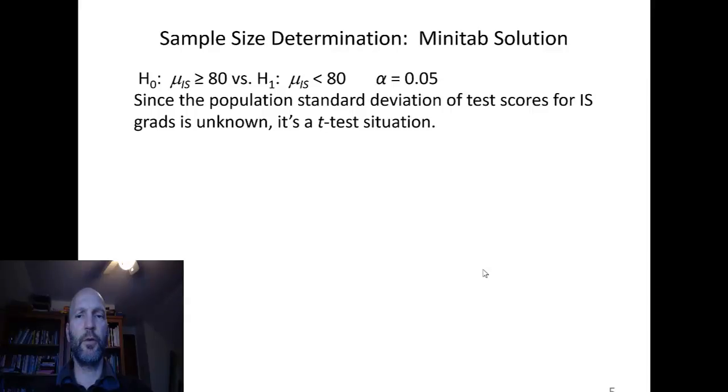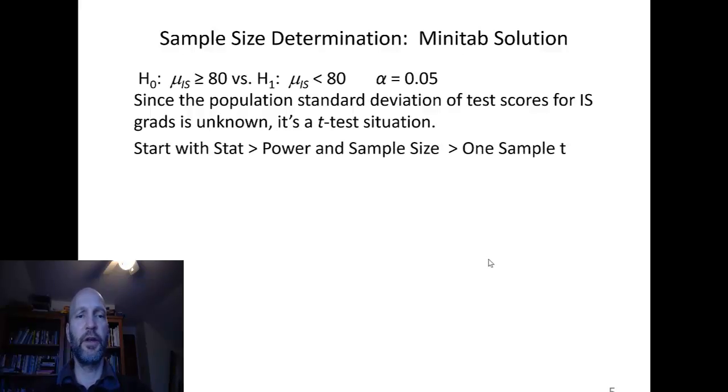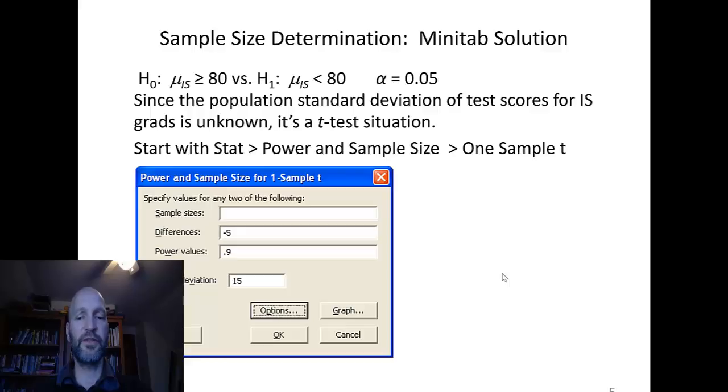So we don't know what the population standard deviation is for the IS students, and that means that this is going to be a t-test that we're going to do. And we're going to let Minitab do the work for us. So we're going to go Stat, then Power and Sample Size, and One Sample t. And when we do that, we will see a little window that opens up like this.